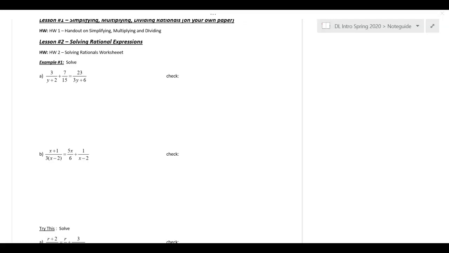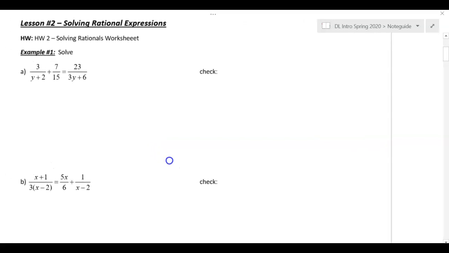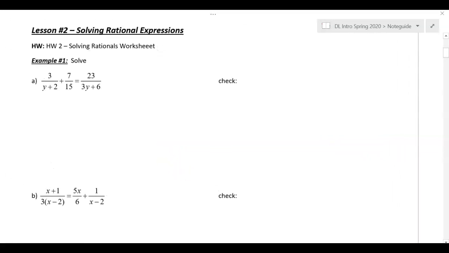Okay, the focus of today's lesson is solving. We're going to look at how to solve equations because as we move on to our main goal, which is to graph some equations that look like this, solving is going to be important to us in order to be able to find the intercepts.